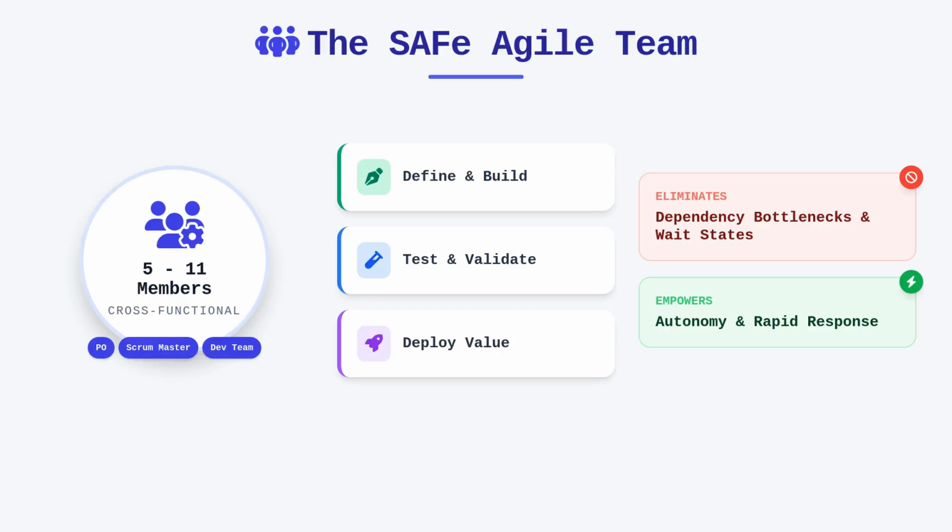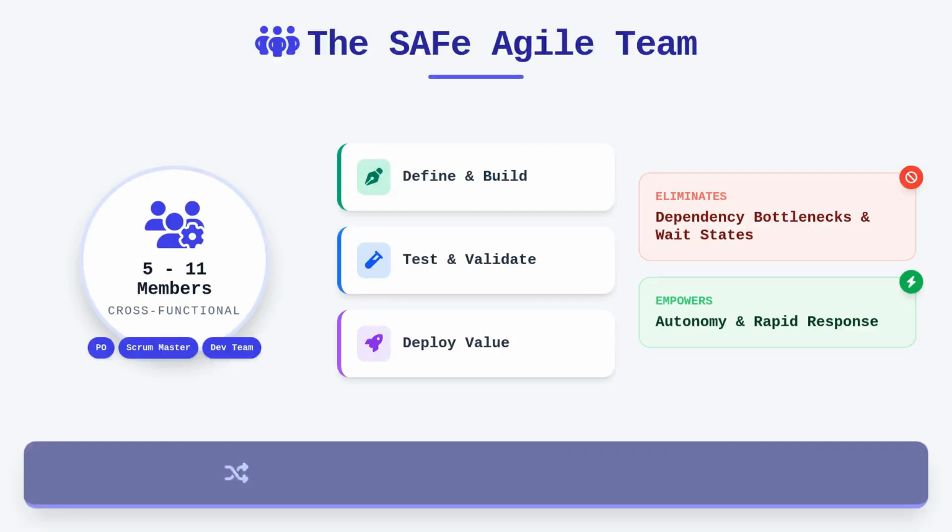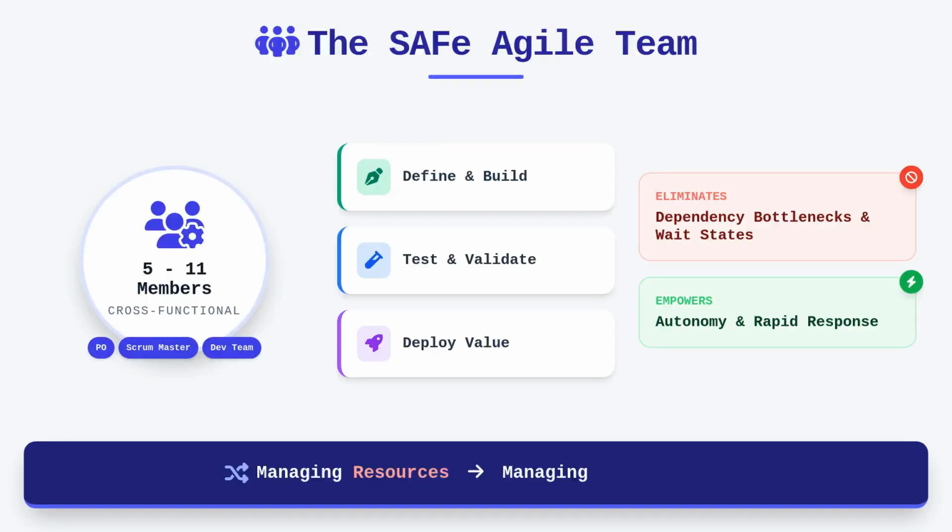This structural change is fundamental because it shifts the focus from managing resources to managing the flow of work through a stable unit. Consequently, the team gains the autonomy required to respond to changing requirements without needing to negotiate with half a dozen other groups.